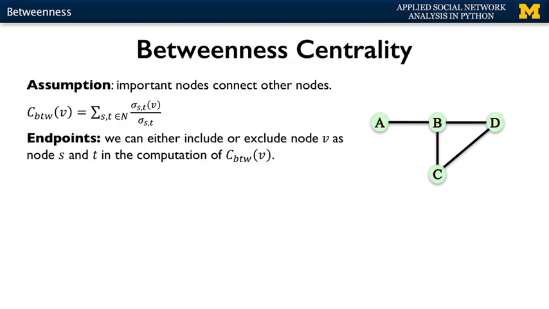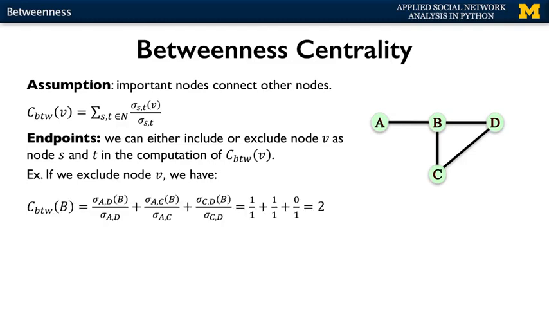One of the options that we have when we do this is whether or not we actually include node V as a possible node S or T. Let's say, for example, that we exclude node V from being a possible node S or T. So then we'll have the following. If we measure the betweenness centrality of node B in this simple network, we'll find that it is the sum of three different things. First, we're going to have the number of shortest paths between nodes A and D. And there's only one shortest path between node A and D, which is the path A, B, and D. And so because B is involved in this path, that is going to have value 1 over 1.